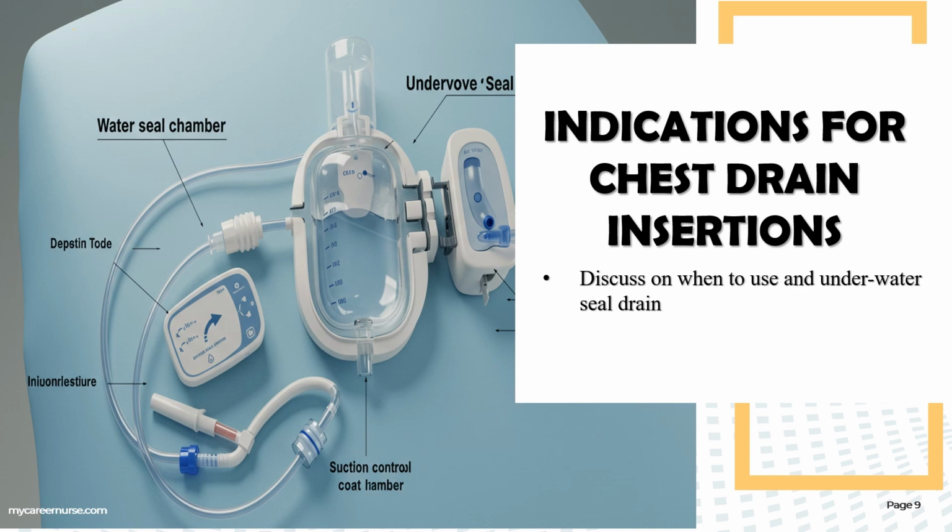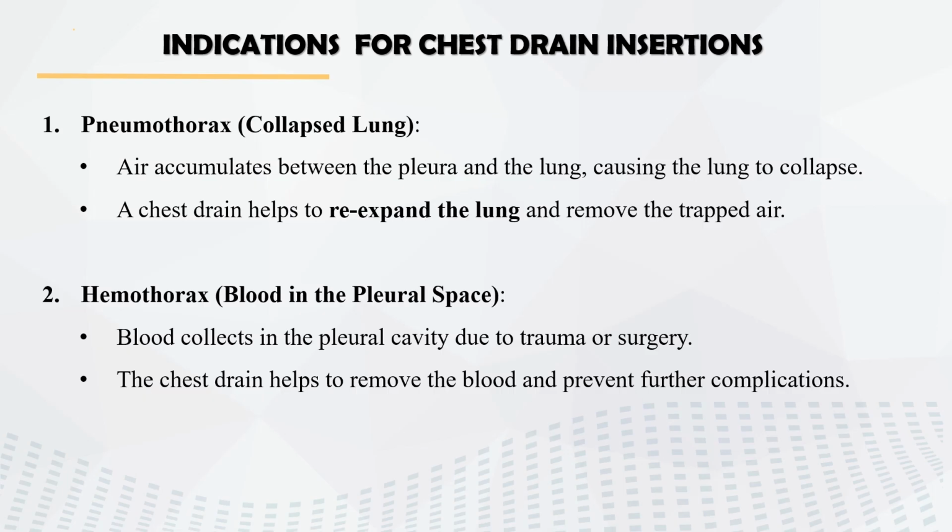There are indications for chest drain insertion, and here we'll be discussing when to use an underwater seal drain. So first on our list is patients with pneumothorax, patients with collapsed lungs. For pneumothorax, there is air accumulation between the pleural space and the lungs. This causes the lungs to collapse. So a chest drain will help to re-expand the lung and remove trapped air.